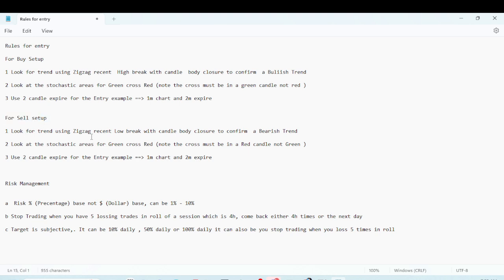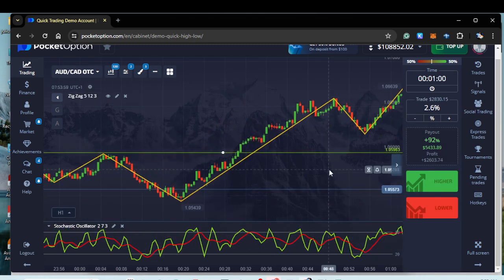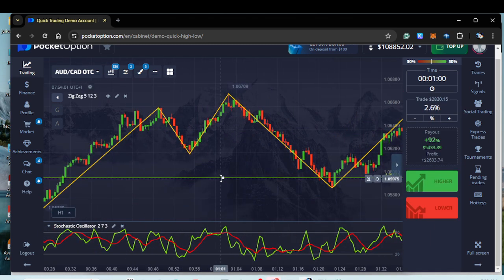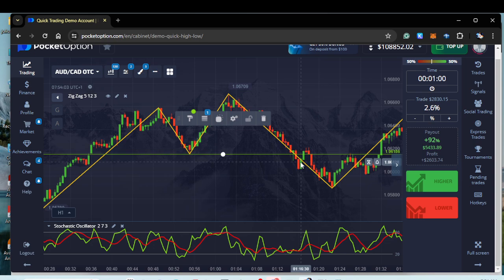Look for a trend using the zigzag, a recent low break, which was the example I gave earlier on. We want to see the sell examples. I can just show you one more if there's any sell. All right, so let's see. Sell break, boom. So this is a sell trade.